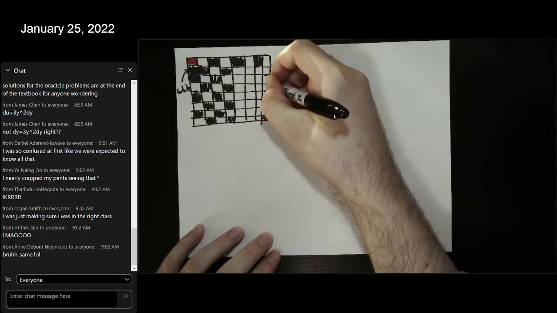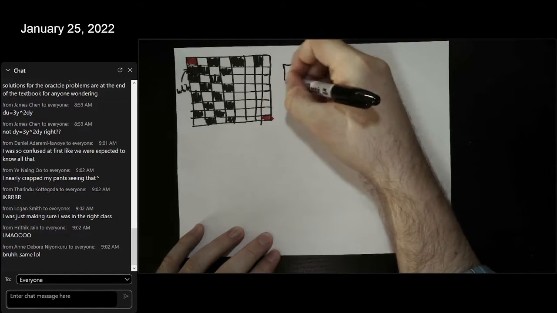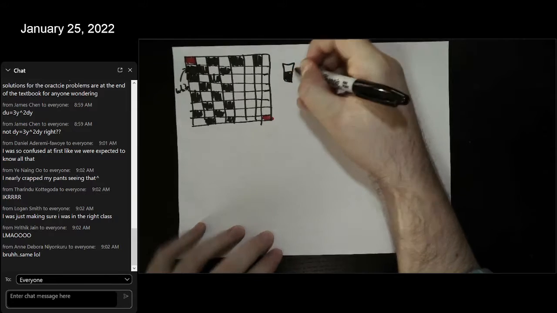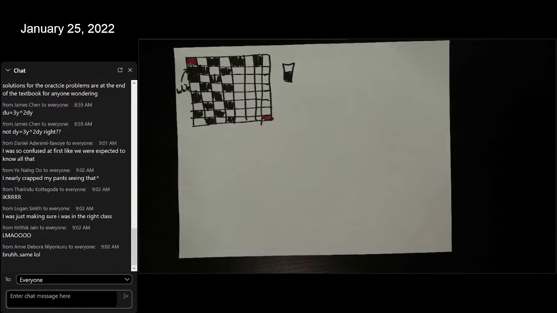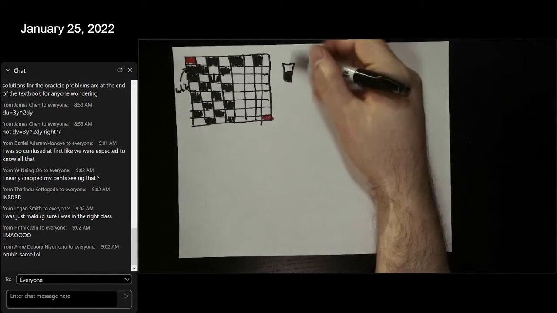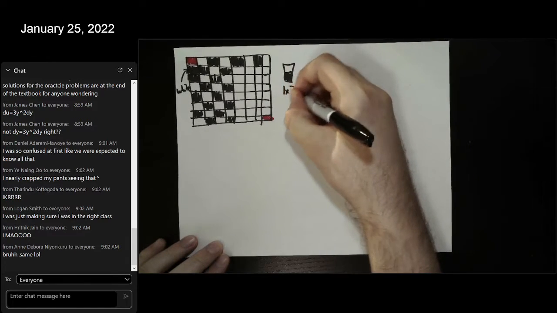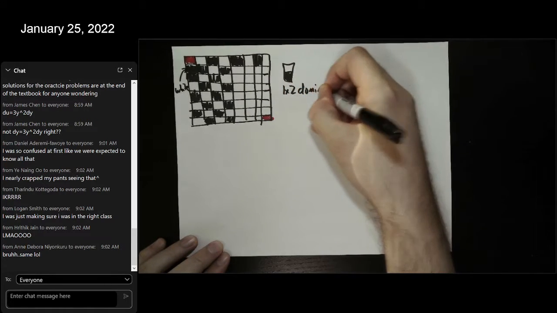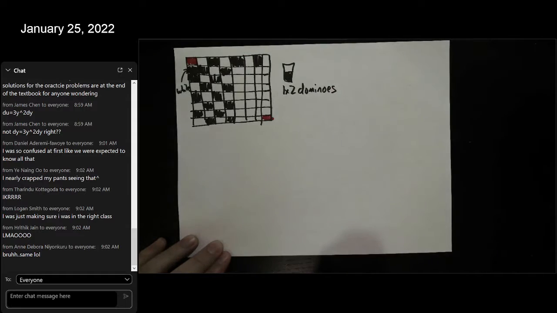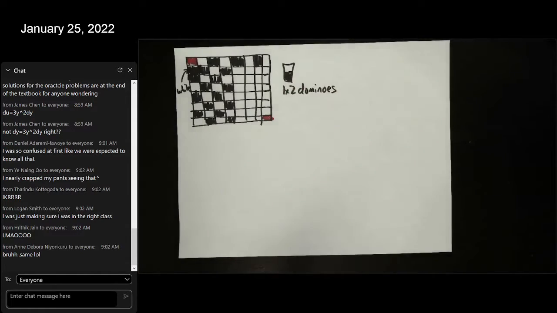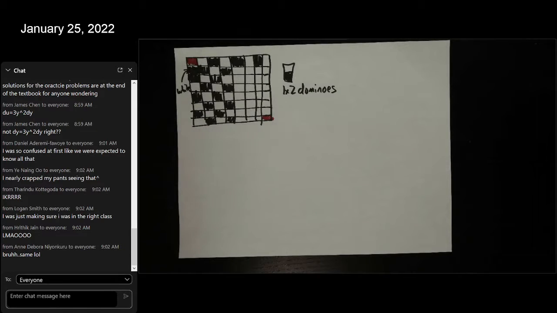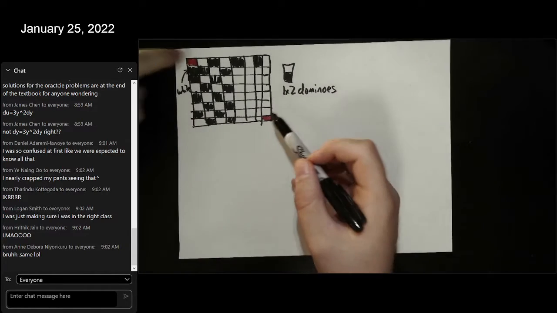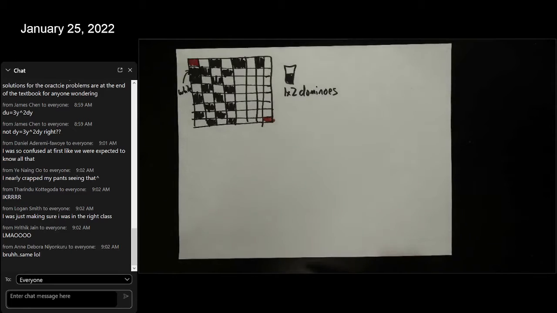And I want to cover my chessboard with dominoes. They're 1x2 dominoes. They've got 1 black square and 1 white square. So here's my question. Can you take a bunch of these 1x2 dominoes and cover the chessboard with these 2 corners removed?